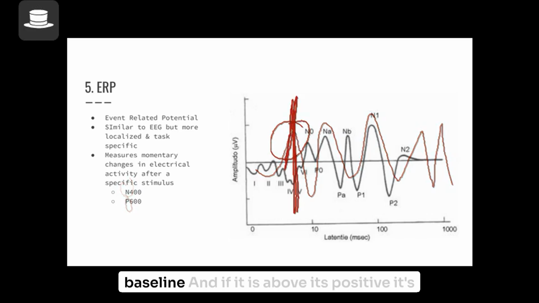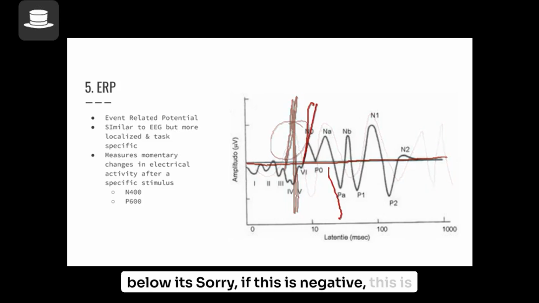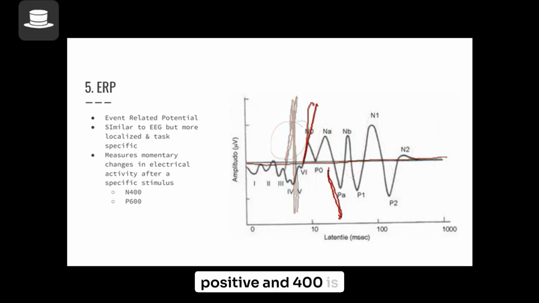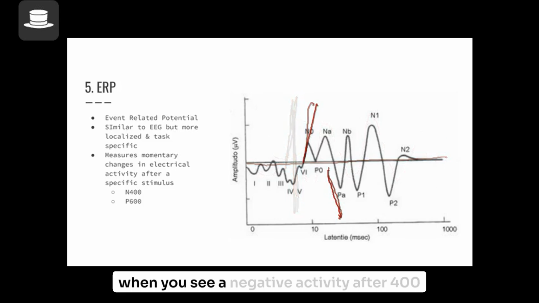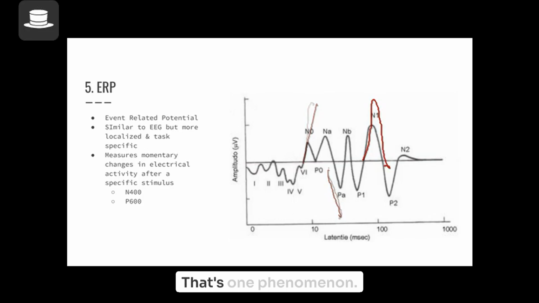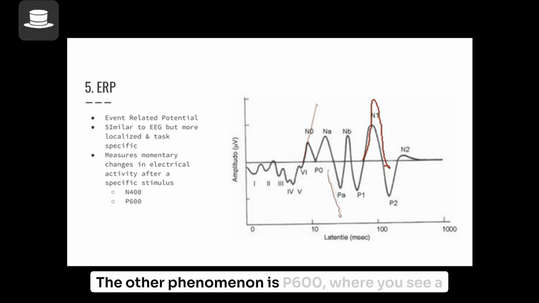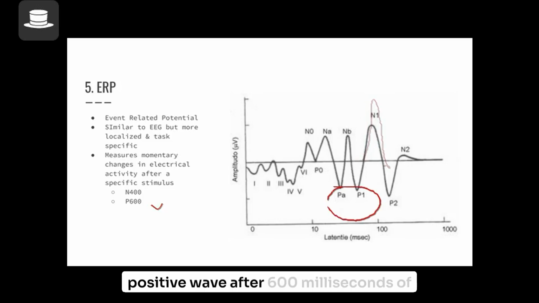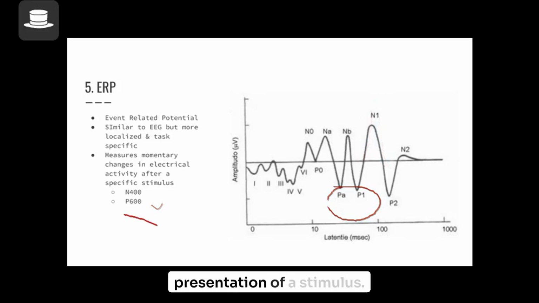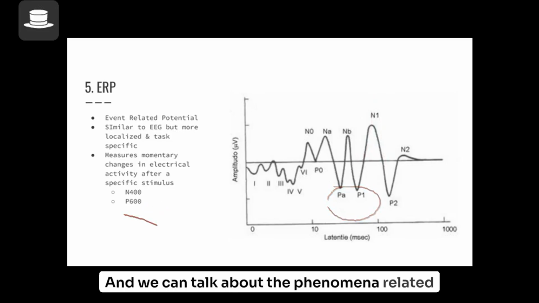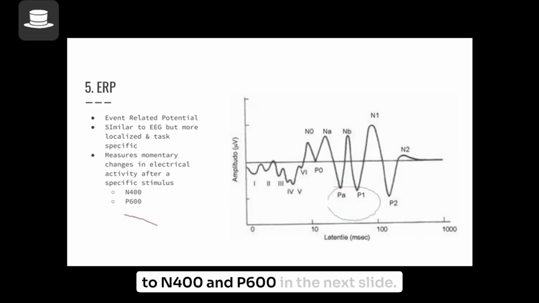And this is a baseline. If it is above, it's positive. If it's below, sorry, this is negative, this is positive. N400 is when you see a negative activity after 400 milliseconds of presentation of a stimulus. That's one phenomenon. The other phenomenon is P600, where you see a positive wave after 600 milliseconds of presentation of the stimulus. And we can talk about the phenomena related to N400 and P600 in the next slide.